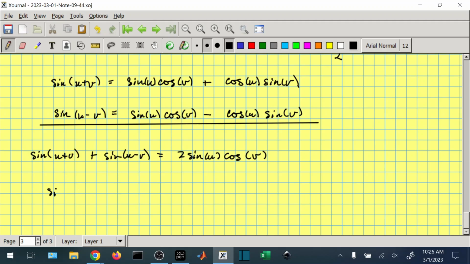So sine u times cosine v is 1/2 of sine (u plus v) plus sine (u minus v). Isn't that what we need?